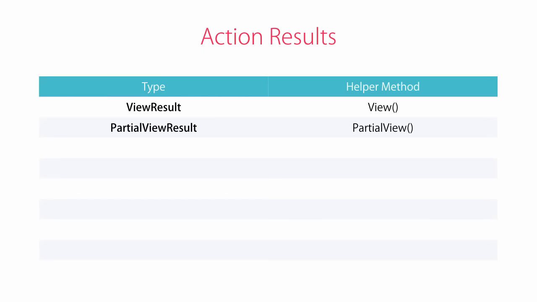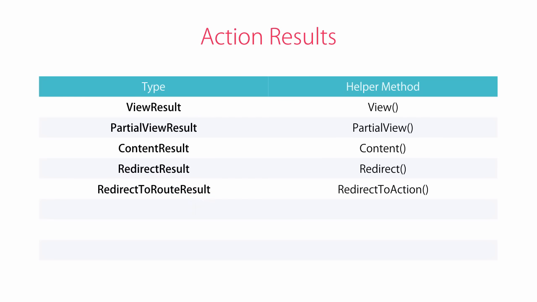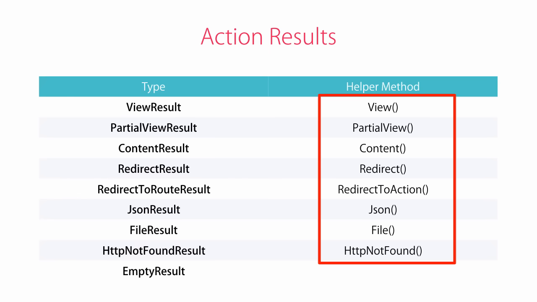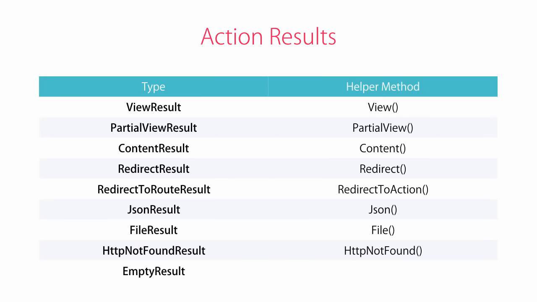We have partial view result to return a partial view, content result to return simple text, redirect result to redirect the user to a URL, redirect to route result to redirect to an action instead of a URL, JSON result to return a serialized JSON object, file result to return a file, HTTP not found result to return a not found or 404 error, and empty result, which is used when an action doesn't need to return any values, like void. As you can see, for all these types, except empty result, we have a helper method in the base controller class. So let's see some of these in action.